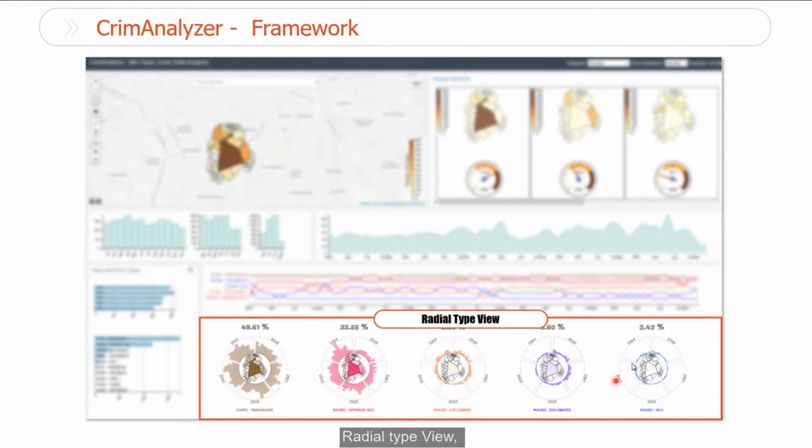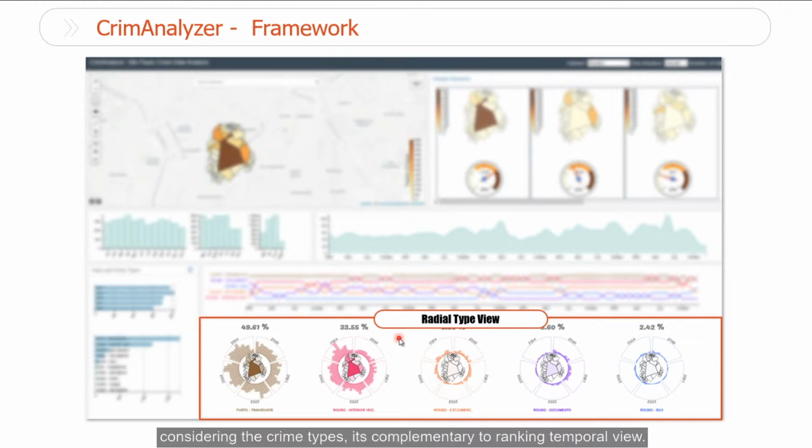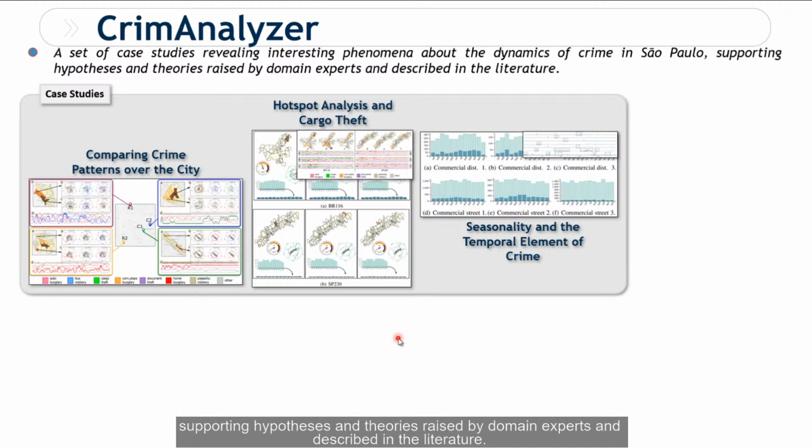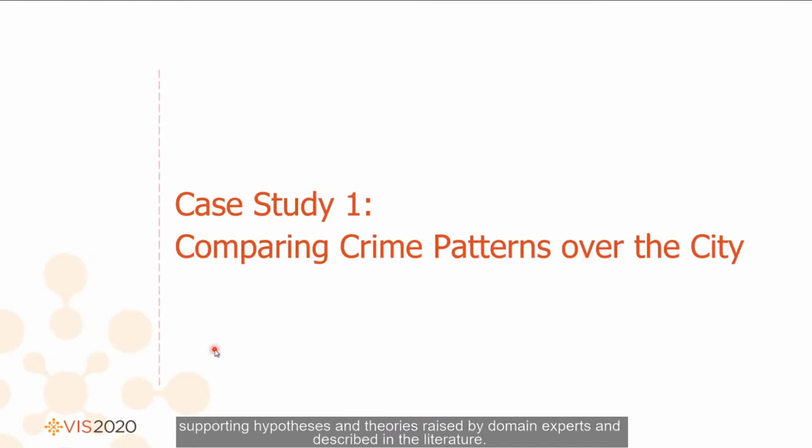Radial Type View shows the evolution of the crime, considering the crime types, its complement to Rank Temporal View. A set of case studies reveals interesting phenomena about the dynamics of crime in São Paulo, supporting hypotheses and theories raised by domain experts and described in the literature.